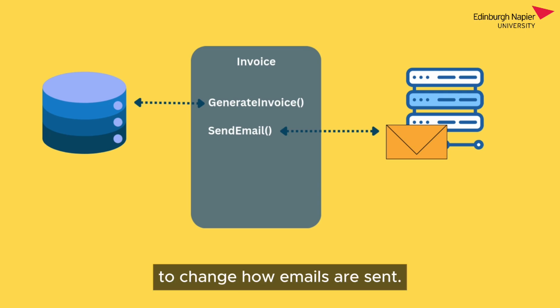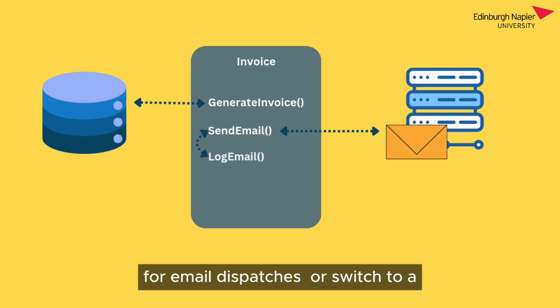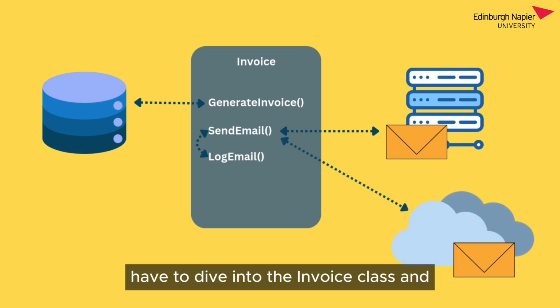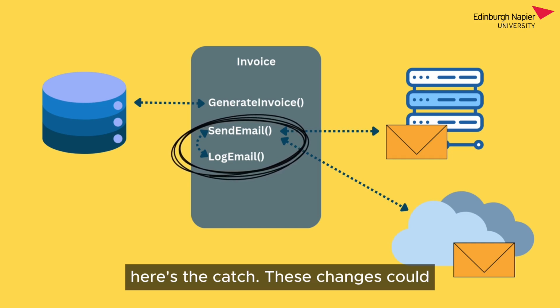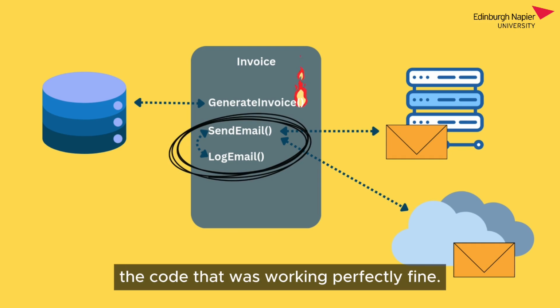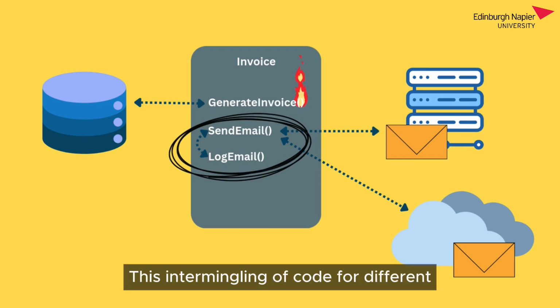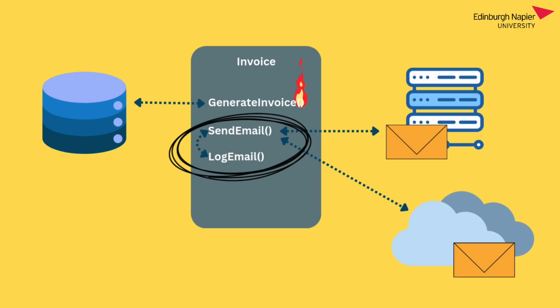Let's say you decide to change how emails are sent. Perhaps you want to add some logging for email dispatches or switch to a different email service provider. You'd have to dive into the invoice class and tinker with the email-related code. But here's the catch. These changes could disrupt the invoice generation part of the code that was working perfectly fine. This intermingling of code for different functionalities makes your codebase fragile and susceptible to bugs whenever modifications are made.